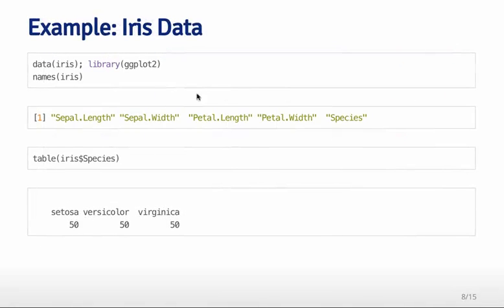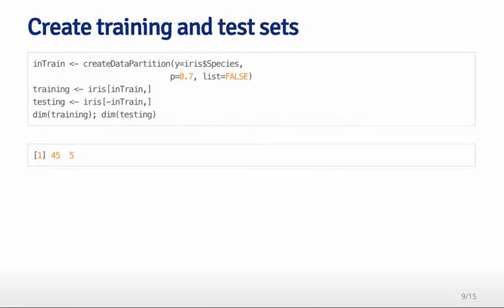So I'm just going to show you an example with the iris data. This is a very old data set, but it shows you the idea of how this works. So I'm loading the data with the command data(iris), and then I'm loading the ggplot2 library for making plots. The names of this data set are the different variables that we're going to be using to predict with. Here it's sepal length, sepal width, petal length, and petal width. And what we're trying to predict is the species. There are 50 of each of these 3 different species that we're trying to predict with those variables.